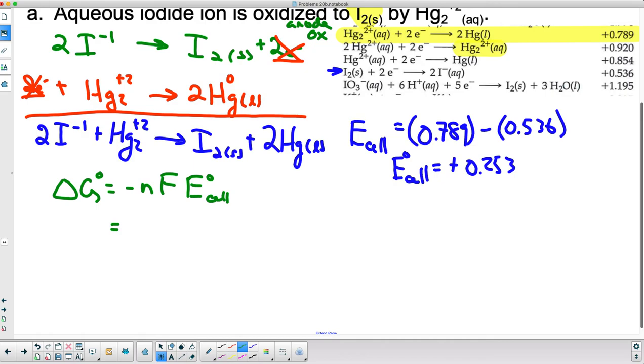So notice this n right here is the number of moles of electrons, and that would be 2. So it's a negative times 2. Faraday's constant is, what is that, 96,500 coulombs per volts or something like that. I forget exactly what it is. That's kilojoules per volts, moles electrons. Okay, I was way off there. So this is 2 moles, right? This is kilojoules per volts times moles of electrons, like that.